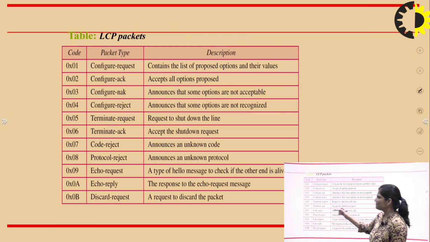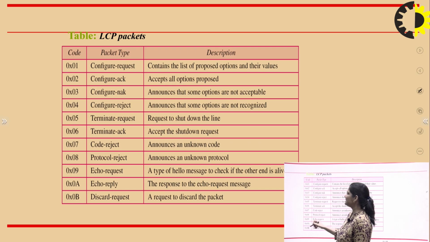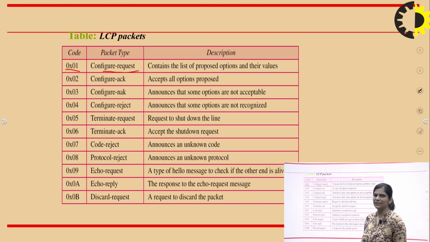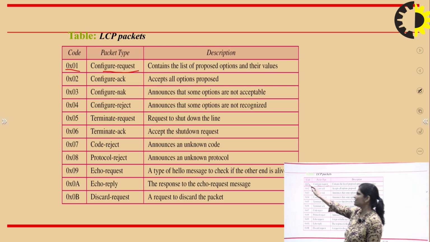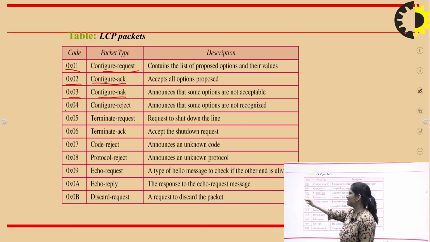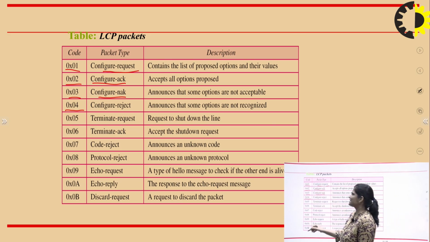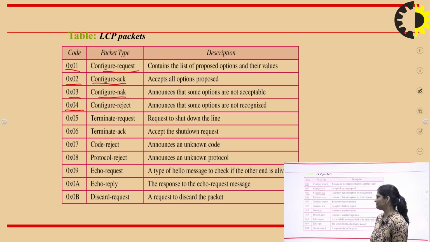So in an LCP packet, if the code is 0x01, this is a configure request. If we want to configure the request, we put this code in the field of the LCP packet. If this code is there, then configure acknowledgement. If this code is there, then configure not acknowledgement. These are the packet types for the codes present in the field of LCP packets.